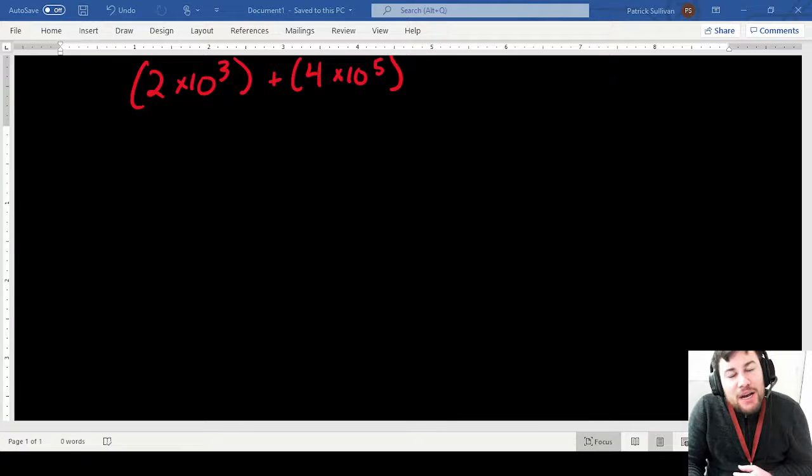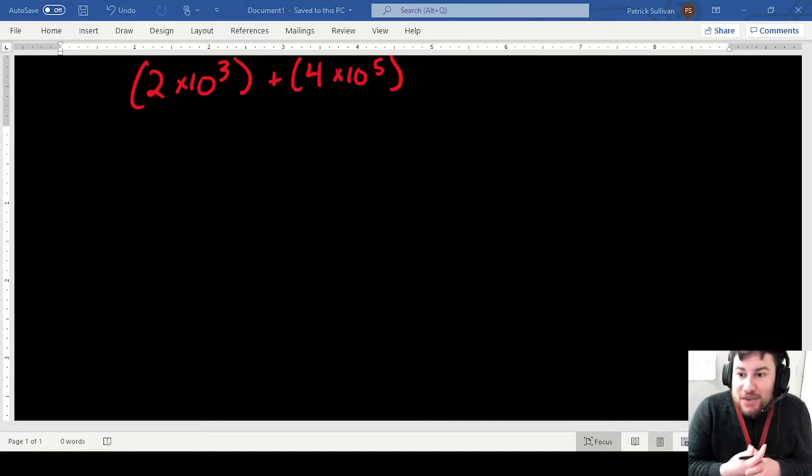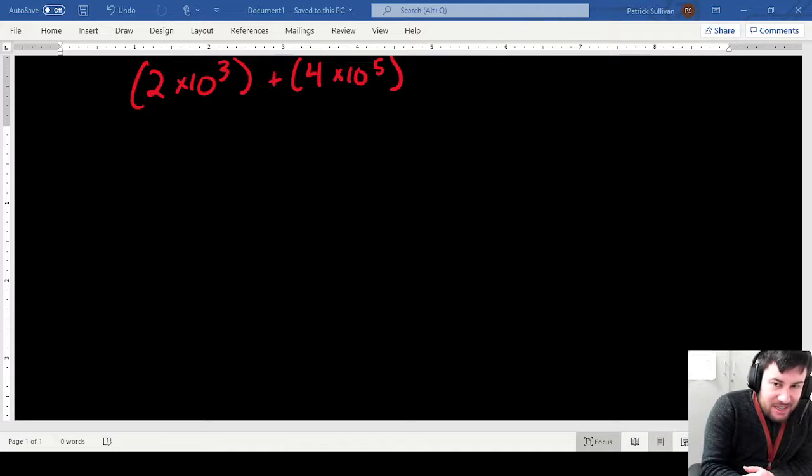All right, hello everyone. I'm going to walk through the basics of how to add and subtract in scientific notation. And the rule that we derived or uncovered earlier in the year was that you have to have the same exponent value in order to add or subtract your lead values. Okay, so for example, in a problem like this, the exponents are different.